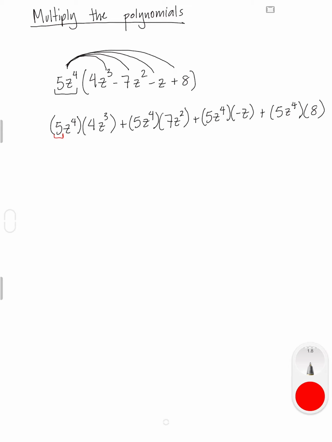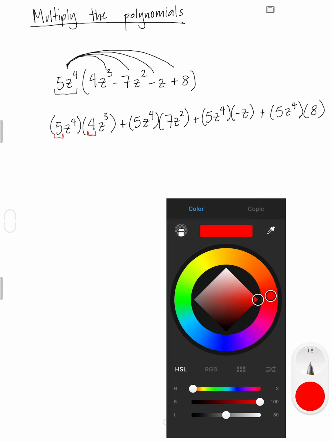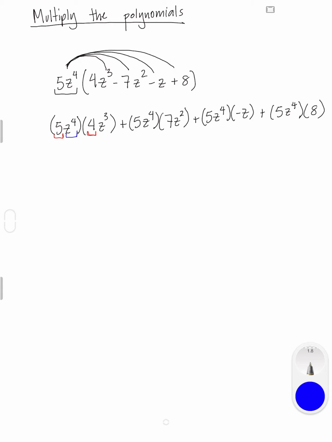So we know that numbers multiply with numbers, right? And then variables multiply with variables. So here we have 5 times 4, which is 20. And then z to the fourth times z cubed, it's z to the 7th. So we do the product rule, right? Now for the second one, we do the same thing. 5 times 7, it's positive 35. And then z to the 4th times z squared is z to the 6th power.